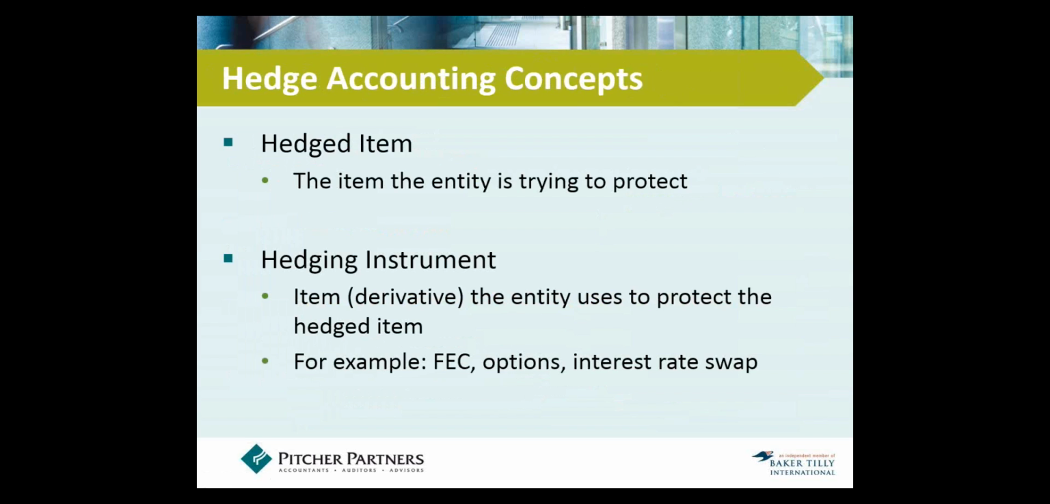On the other hand, you've got a hedging instrument, which usually is a derivative, for instance, a foreign exchange contract, an option, an interest rate swap, and this is the instrument that you are using to protect your hedged item. If you expect your hedged item to go up, you design it so your hedging instrument will go down. Or if your hedged item goes down, you design it so your hedging instrument will go up, and the net effect is as close as possible to zero.